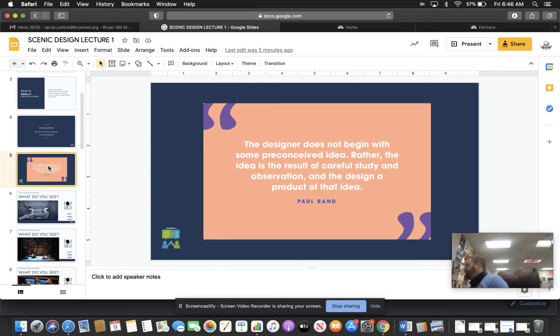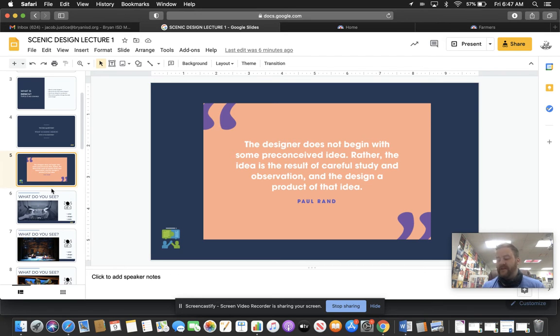The notes say to have the students identify what they believe this quote means to them and its significance in design. So here's the quote. The designer does not begin with some preconceived idea. Rather, the idea is the result of careful study and observation, and the design a product of that idea. I'll read it again. The designer does not begin with some preconceived idea. Rather, the idea is the result of careful study and observation, and the design a product of that idea. So write what you think that quote means in terms of being a designer. And press pause here so you can write.